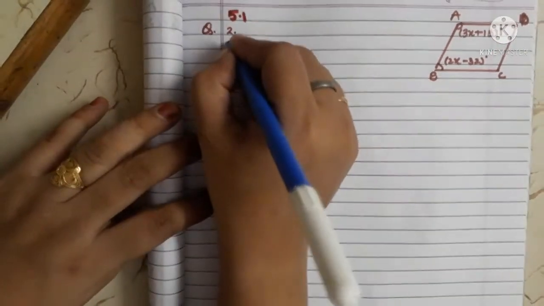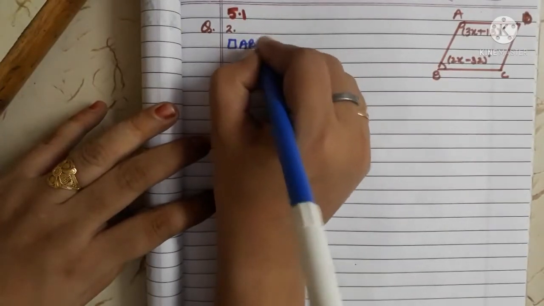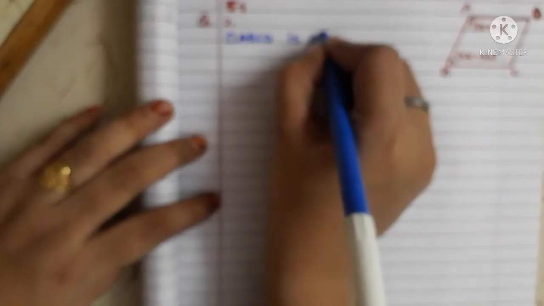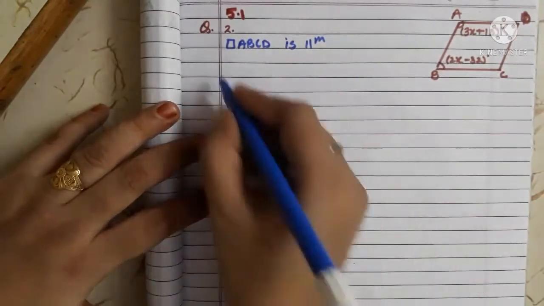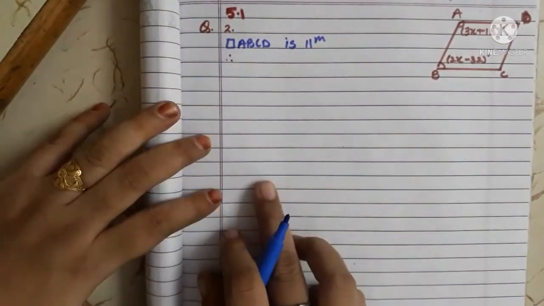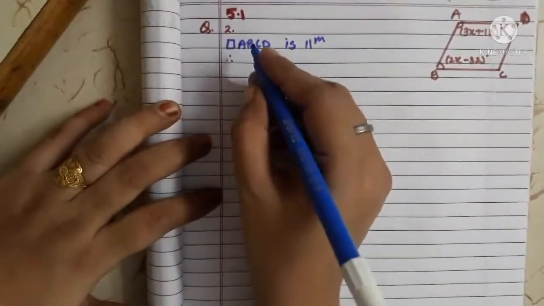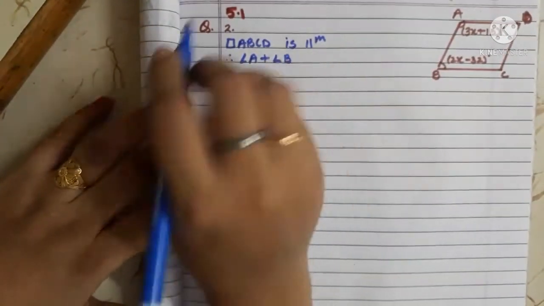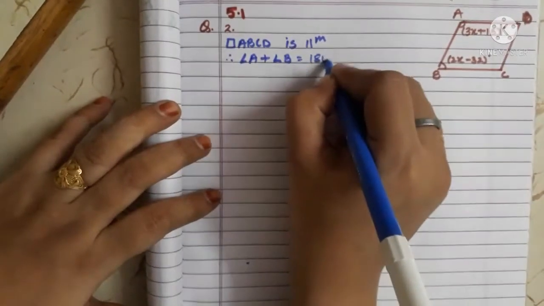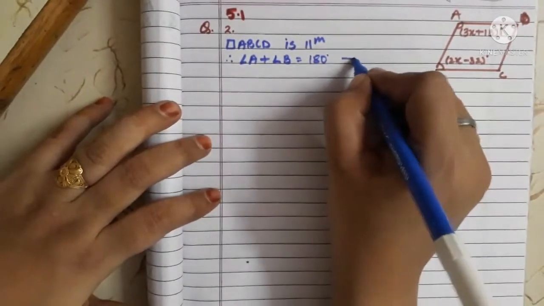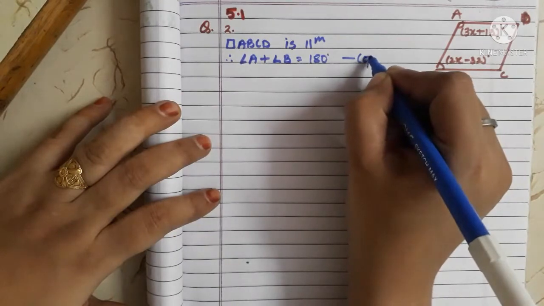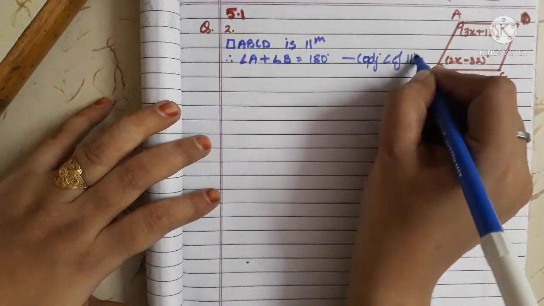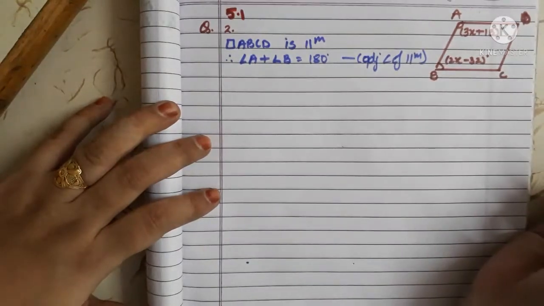First of all, we know that quadrilateral ABCD is a parallelogram. We know that adjacent angles of a parallelogram are supplementary. Therefore, angle A plus angle B will be equal to 180 degree. We can write here, adjacent angles of parallelogram.